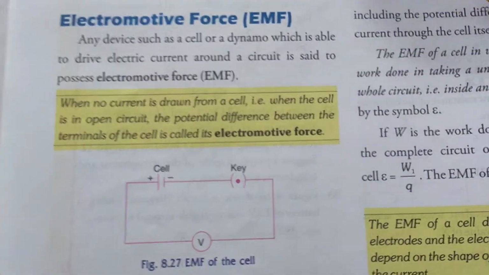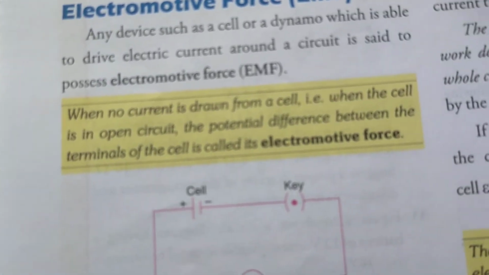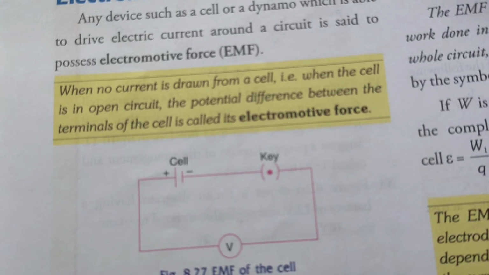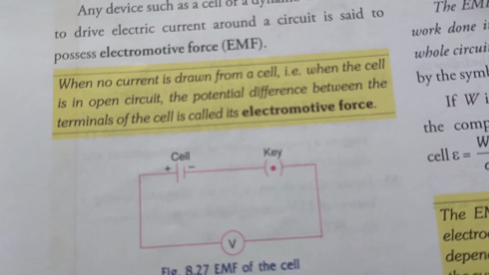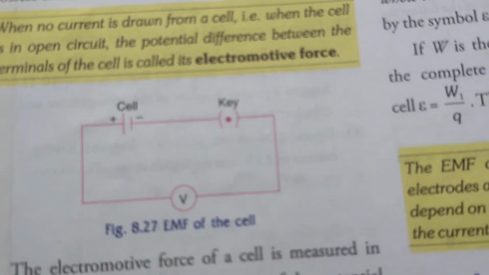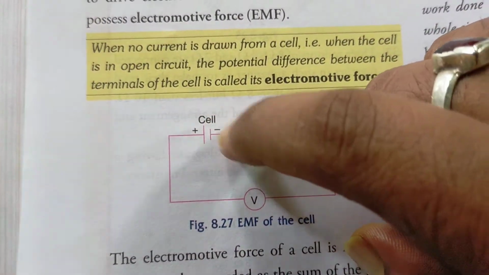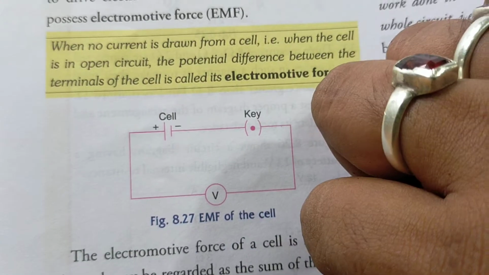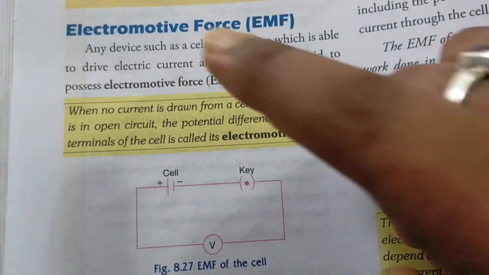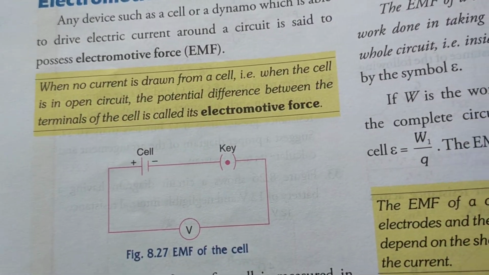So next topic we have electromotive force. When no current is drawn from a cell, that is, the circuit is open, the potential difference across the terminals of the cell is called electromotive force. That means when you are not drawing any current from the cell, the cell is in an open circuit, and the potential difference across that cell is the EMF, that means electromotive force.